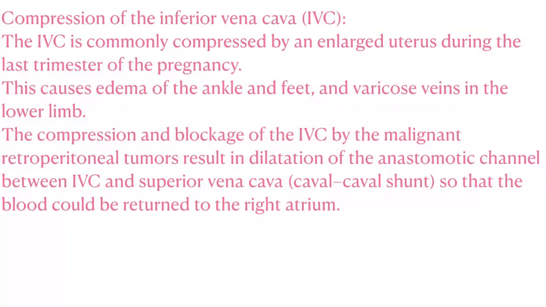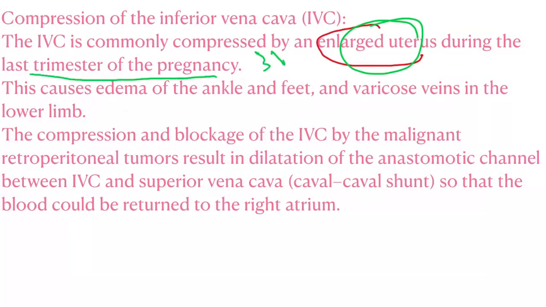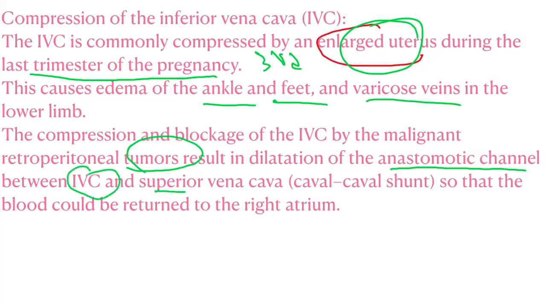If the IVC is compressed, it is commonly compressed by an enlarged uterus during the third trimester of pregnancy. This causes edema of the ankle and feet, and varicose veins in the lower limb. The compression and blockage of the IVC by malignant retroperitoneal tumors results in dilatation of the anastomotic channel between the IVC and superior vena cava, the caval shunt, so that the blood can be returned to the right atrium, right?